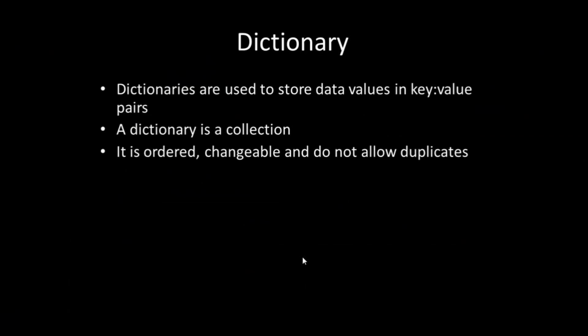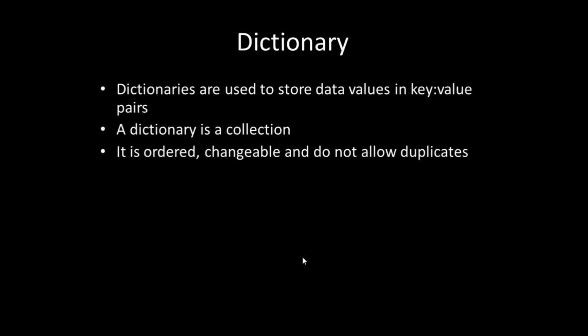A dictionary is ordered, changeable, and does not allow duplicates. Now, what is ordered? Ordered means the items in a dictionary will be in a particular sequence. The first item in the dictionary will be returned first and the last item will be returned last. Some of the collections are unordered, meaning you will not know which item will be returned when you are looping through.